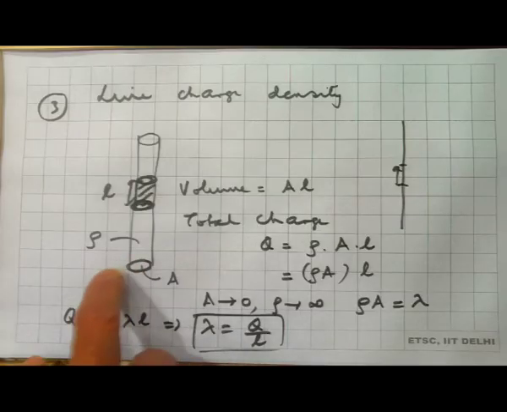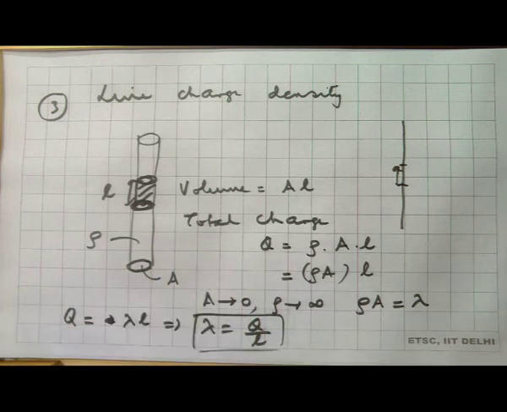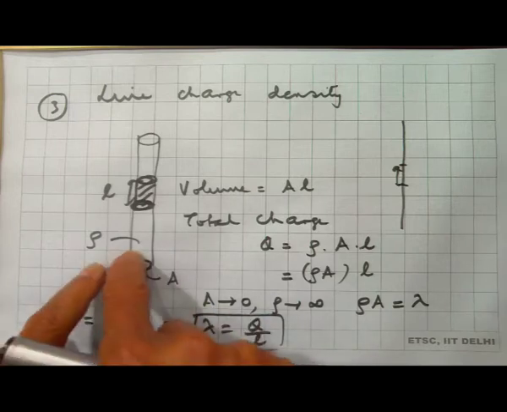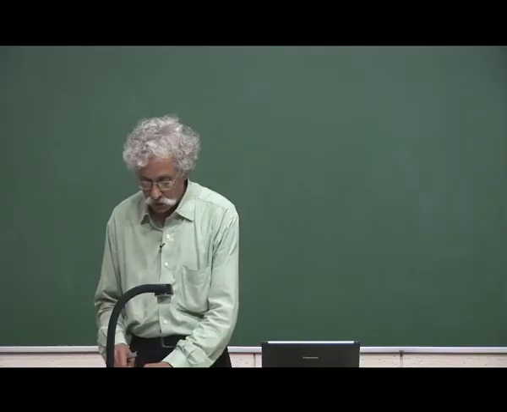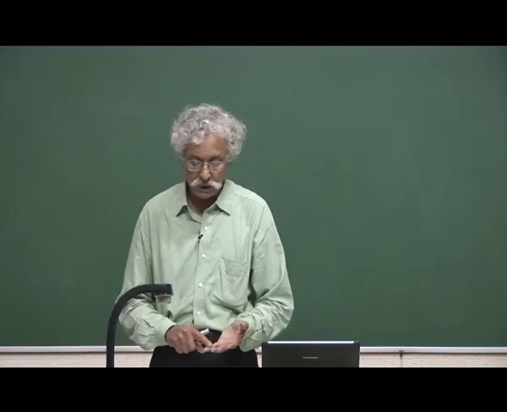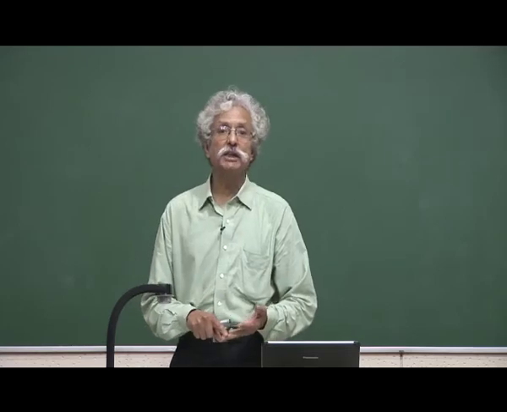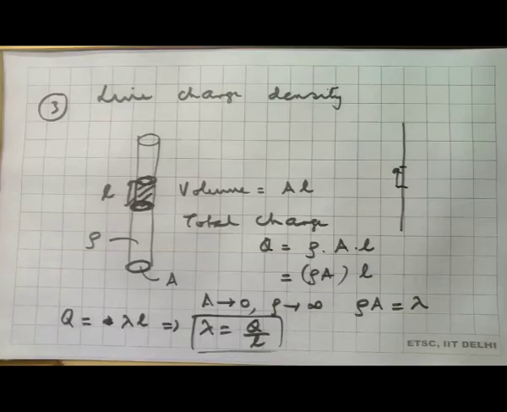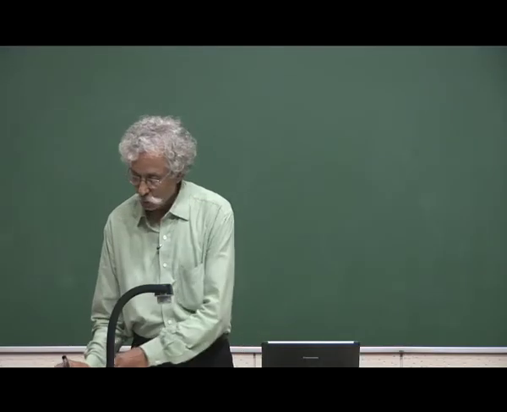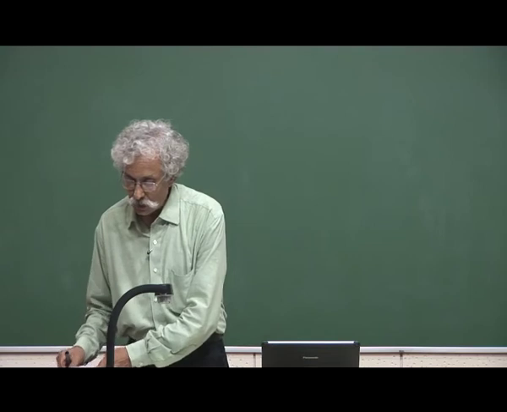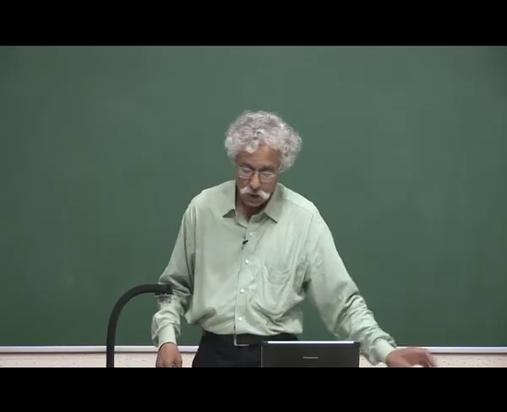And then I showed you through a cylinder that I can make the area of the cross section of the cylinder go to 0 and the charge density rho to infinity, so that the product remains a constant lambda, and I get lambda as the charge per unit length. So, there are three kinds of primary charge densities: line charge density, coulomb per meter; surface charge density, coulomb per meter square; and volume charge density, coulomb per meter cube. We will use these later on after we discuss some more of electrostatics.